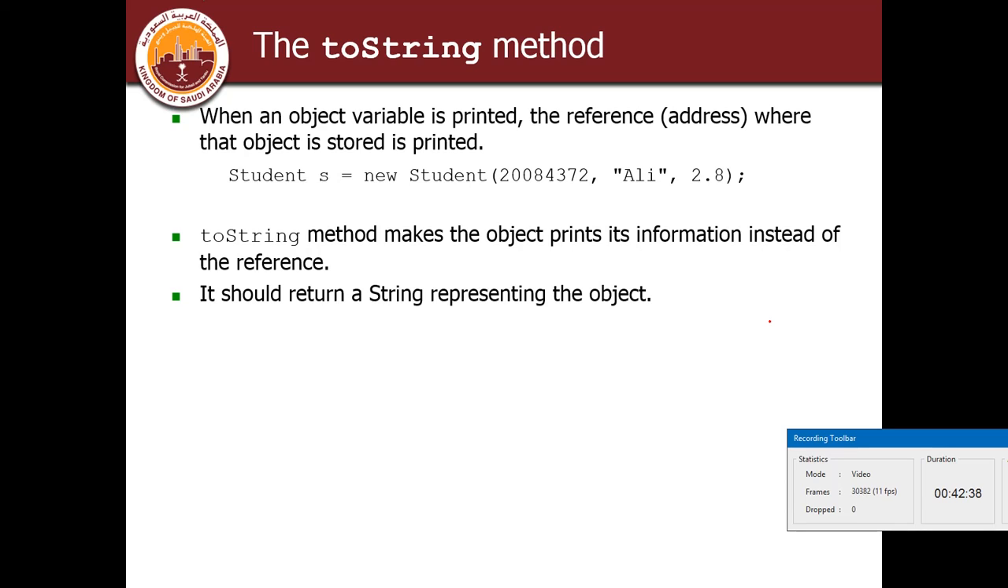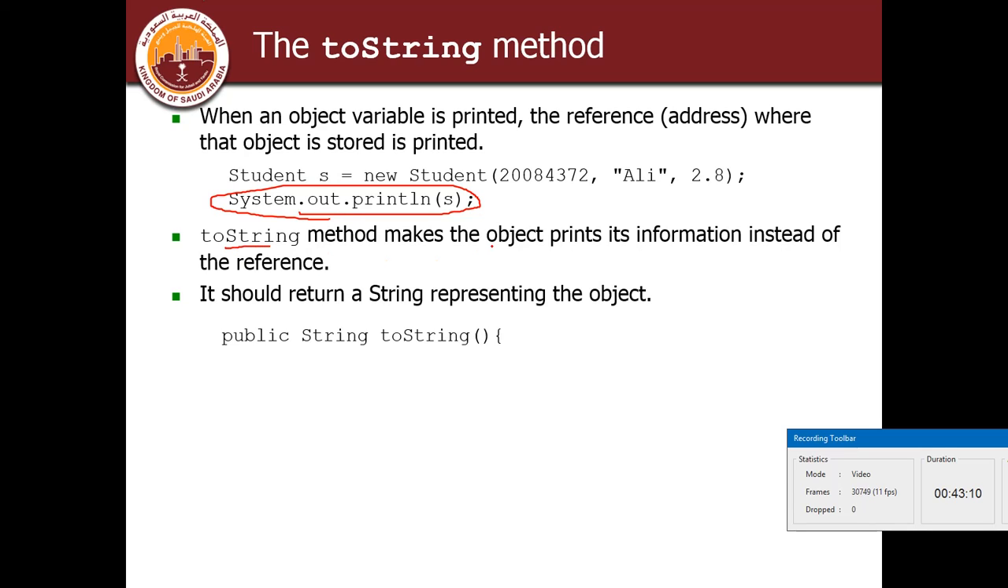Now we have another method, the toString method. When an object variable is printed, the reference address where the object is stored is printed. So we can use a toString method that makes the object print its information instead of the reference, and it should return a string representing the object. If I write system.out.println, as I just showed you, it prints the reference address where this object is stored. So I can make use of the toString method, so it will print the information instead of the reference. The return type is string.